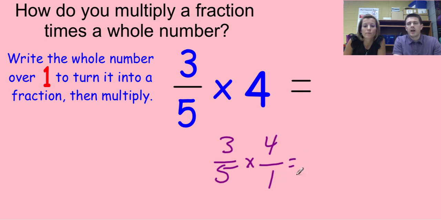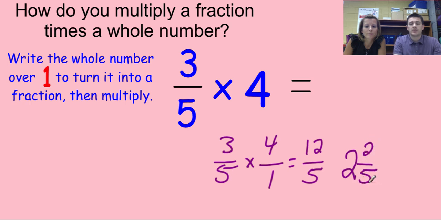And then we can go ahead and multiply. 3 times 4 is 12. 5 times 1 is 5. We look to see if we can simplify. 5 and 12 don't have anything in common, but it is an improper fraction, so we need to change it into a mixed number. So we say, how many times does 5 go into 12? It goes in 2 times with 2 left over.